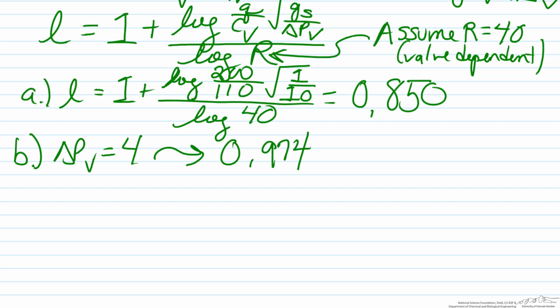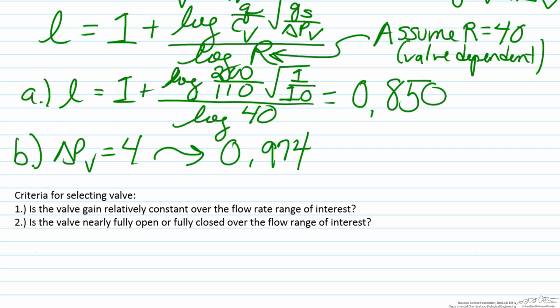So to determine which one of these valves is of interest, what we would need to do is not just focus on one flow rate, but focus on trying to find pairs of the lift and the flow rate for a variety of flow rates. And when trying to select a valve here, our two criteria would be: 1, is the valve gain relatively constant over the flow range of interest?